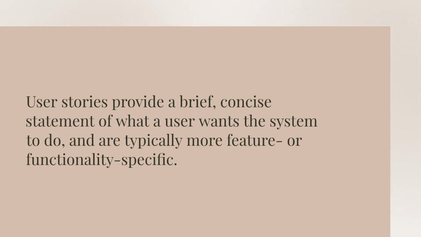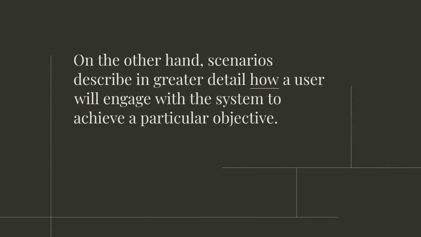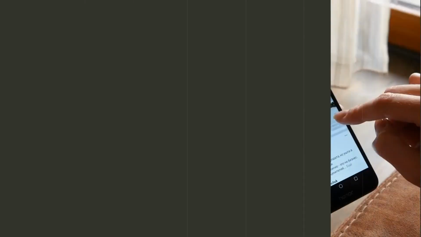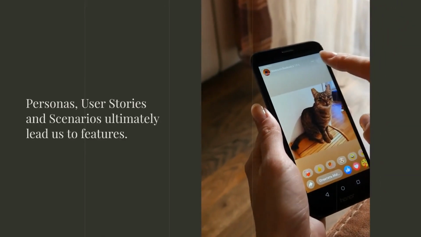User stories provide a brief, concise statement of what a user wants the system to do, and are typically more feature or functionality specific. On the other hand, scenarios describe in greater detail how a user will engage with the system to achieve a particular objective. So basically, we need to know which features we are going to work upon for our product. Personas, user stories, and scenarios ultimately lead us to features.